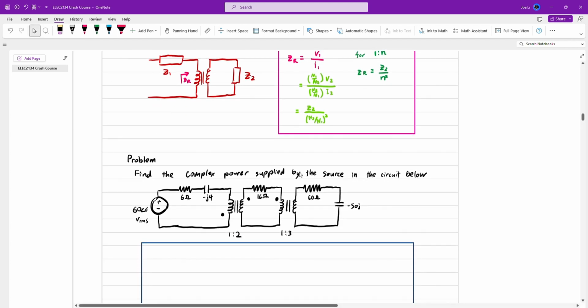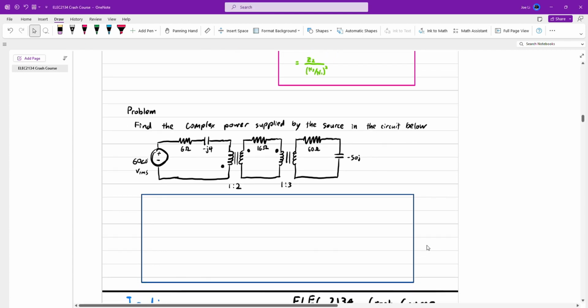So let's go down here and have a look. Now, reflecting this looks tedious, but don't worry. First thing we need to do is reflect the right coil circuit into the middle circuit. So reflecting 60 minus 50J, divided by 3 squared, gives you 20 on 3 minus 50 on 9J.